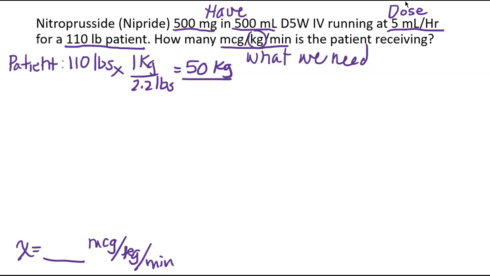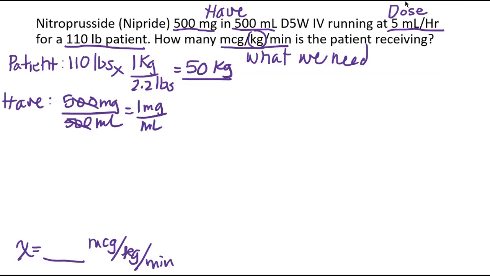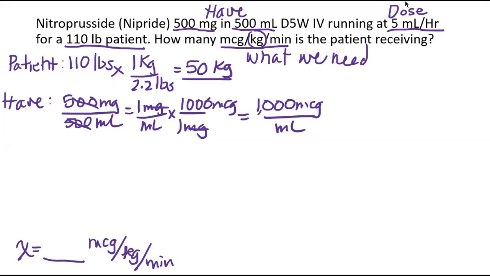And then what we have is 500 milligrams in 500 mils. So we could cross these out and say we have 1 milligram per mil. Now we need micrograms in the answer that we're trying to get, so we have to change that to micrograms. So let's go 1,000 micrograms over 1 milligram. We'll cross that out, and that's going to be equal to 1,000 micrograms per ml. Okay, so that's what we have.